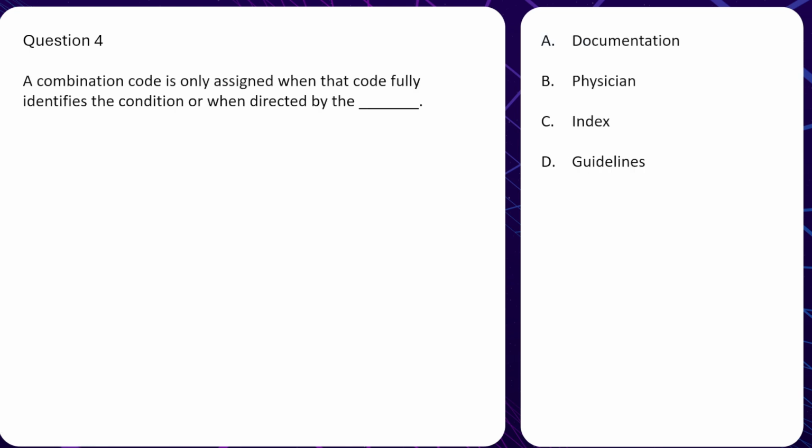Now here's just a general question about ICD-10-CM, and you are going to have some questions on the CPC exam that are just about guidelines and how to code correctly. So this question is, a combination code is only assigned when that code fully identifies the condition or when directed by the blank. What's going to fill in that blank? When directed by the documentation, the physician, the index, or the guidelines. A combination code, meaning a code that has two conditions combined into one code, is assigned only when the code completely identifies all the conditions or when the index specifically directs the use of that combination code. So in that case, it's going to be when directed by the index.